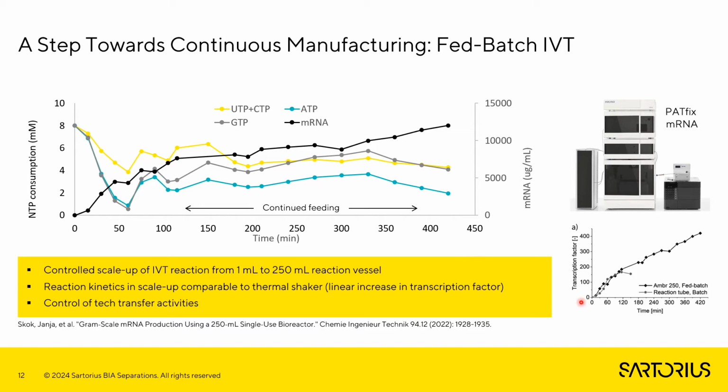Now, another way to look at this is to look at the transcription factor, so the rate of production, the mass of RNA produced per mass of pDNA used as a template in the reaction. And we can see that comparing the reaction tube and the Ember, so the scaled up reaction, the rate of production of RNA is kept consistent. So with the help of this Prima S method, we can not just optimize the parameters going into the IVT reaction, but we can also develop a specific feeding mechanism to achieve in the future continuous RNA production in IVT processes.